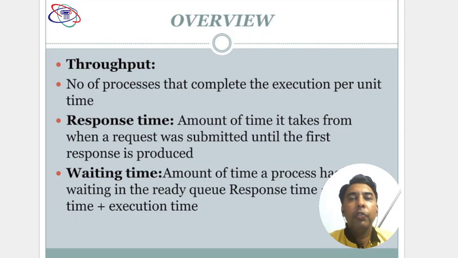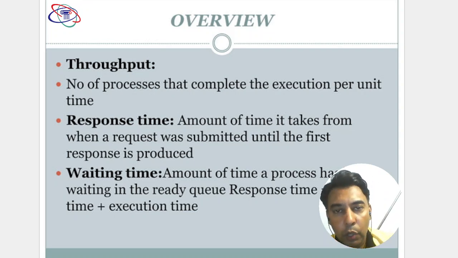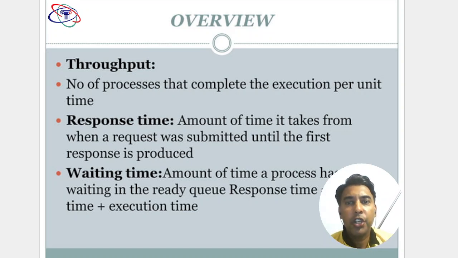So what are the goals of CPU scheduling? The very first goal of CPU scheduling is to maximize the CPU utilization. So we want to keep the CPU busy as much as possible to improve the overall system performance. The next goal of CPU scheduling is to achieve fairness. Now what is fairness? It is to ensure that all the processes get a fair share of CPU time so that we can prevent starvation. What is starvation? It is a condition where a process never gets the CPU time.